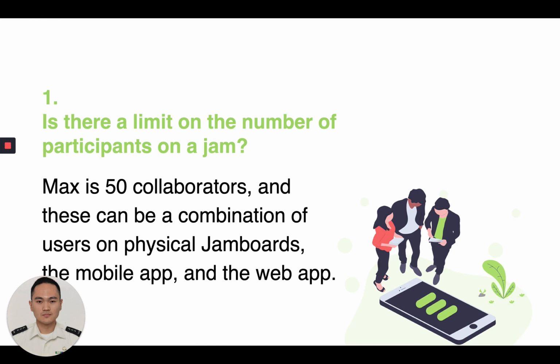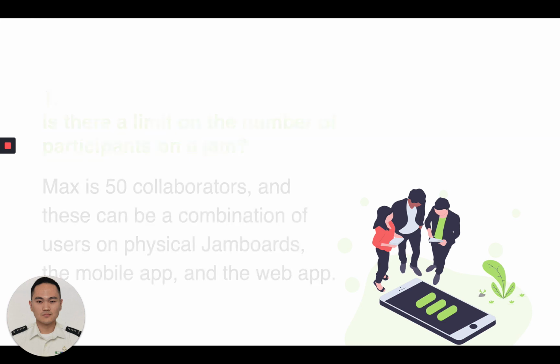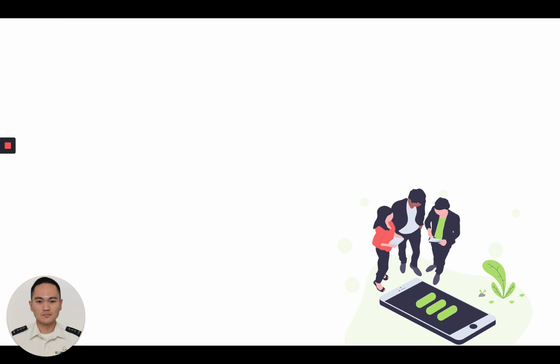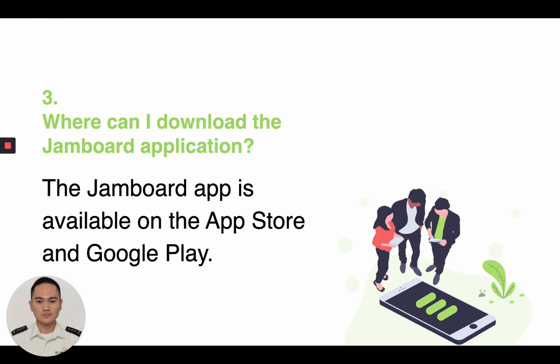And this can be a combination of users on physical Jamboard, since for the physical Jamboards, it's in Google Suite. So it's a paid app. But this one that we are using right now is a free app. So for the maximum 50 collaborators, it's a combination in the mobile app and the web application. Number 2, can it be used offline? No, an internet connection is required in order to use the Jamboard. So where can I download the Jamboard application? Just like I have said earlier, the Jamboard app is available on the App Store and Google Play.